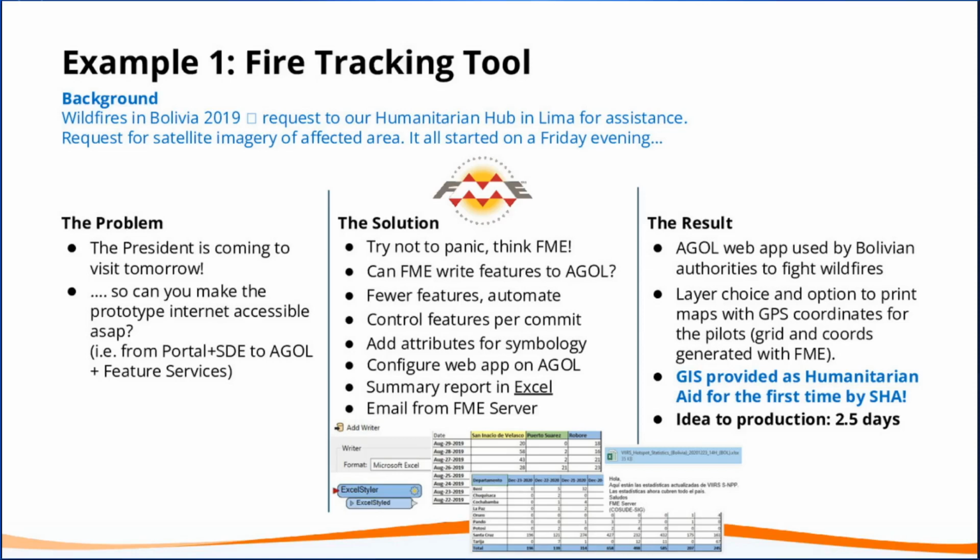And the app was used in 2019, extended in 2020, used again in 2021. A version was also used in Europe last year. And as such, this was GIS as humanitarian aid for the very first time by Swiss Humanitarian Aid. And the crazy thing for me was certainly idea to production, a full 2.5 days.